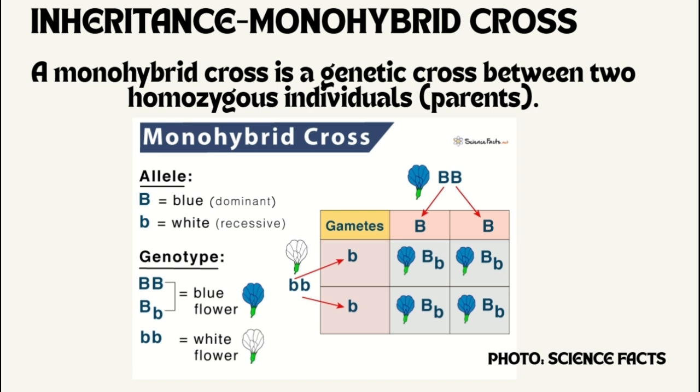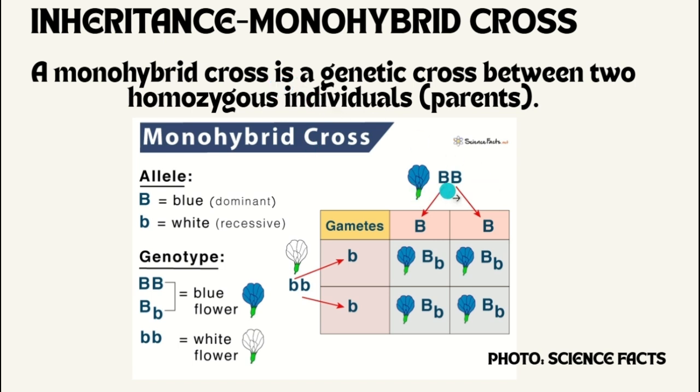So a monohybrid cross is a genetic cross, right? This is how we can predict the next generation. It's a genetic cross between two homozygous individuals. Remember what we said homozygous meant? They must have the same thing. Now in this diagram, this would be the F1 generation, meaning the first generation. If the parent had a child, the offspring is the first generation.